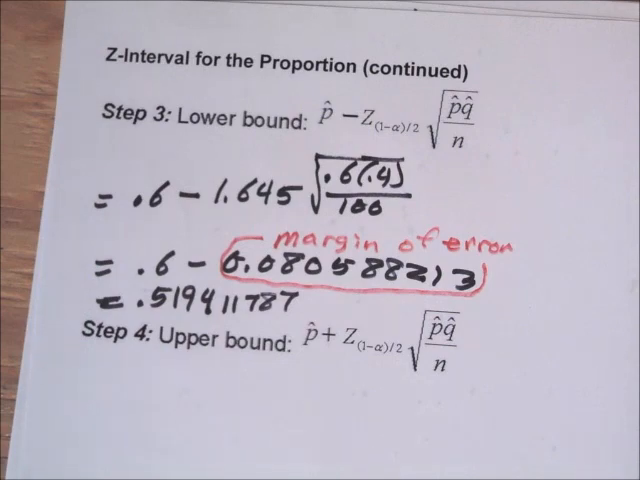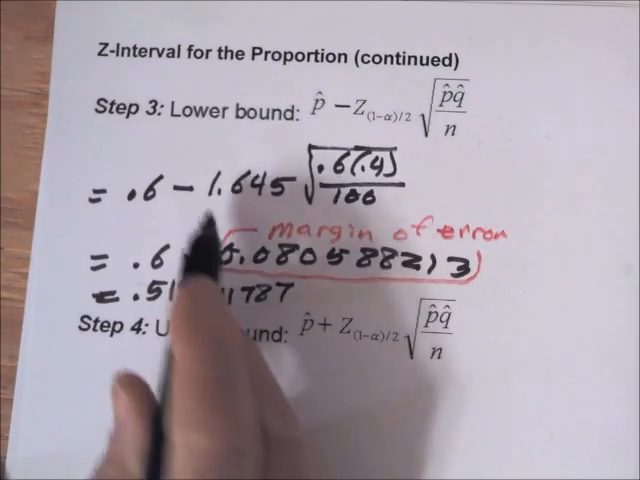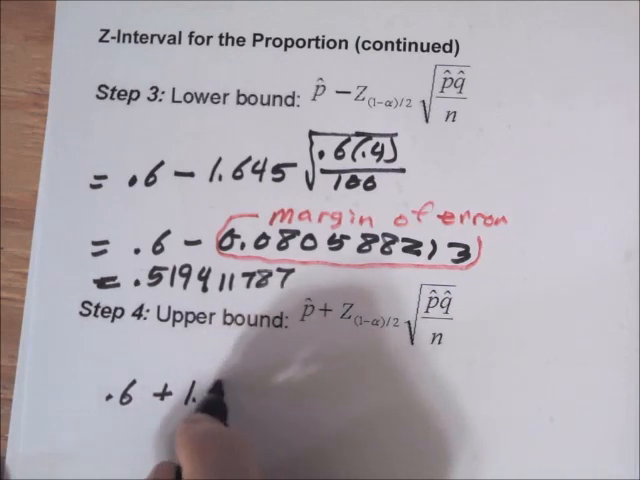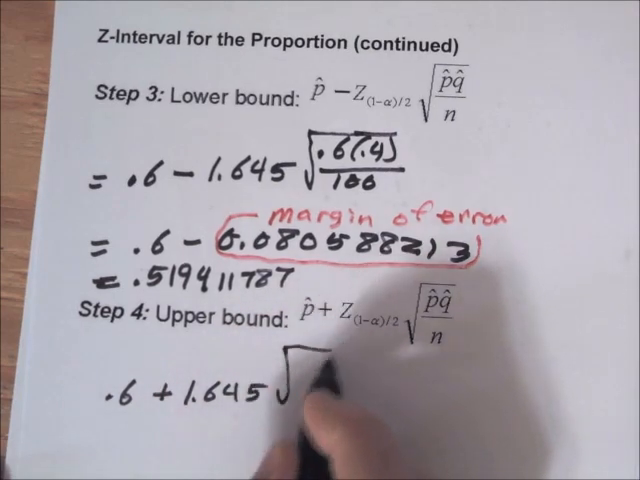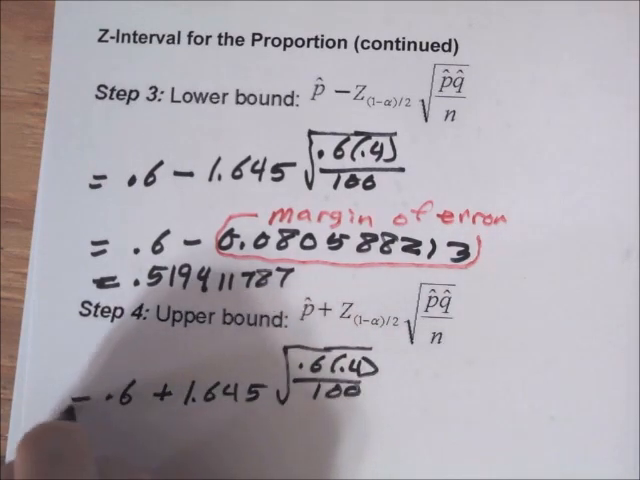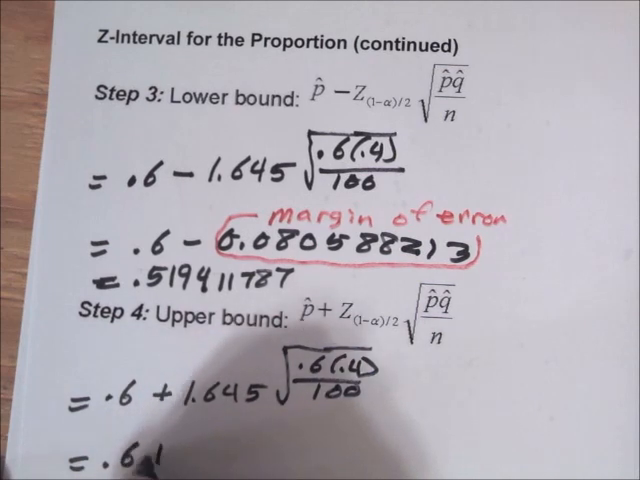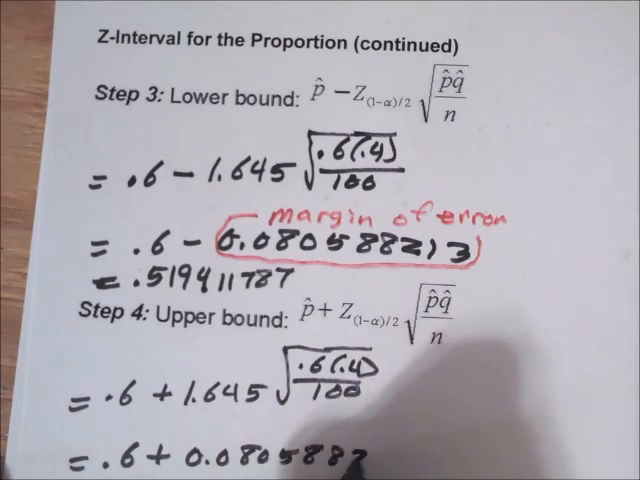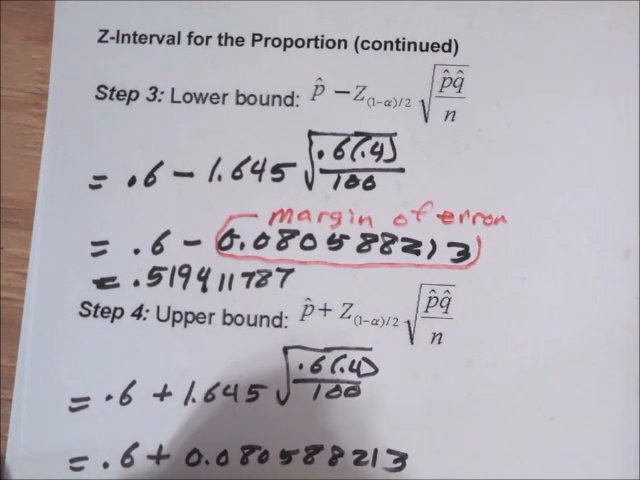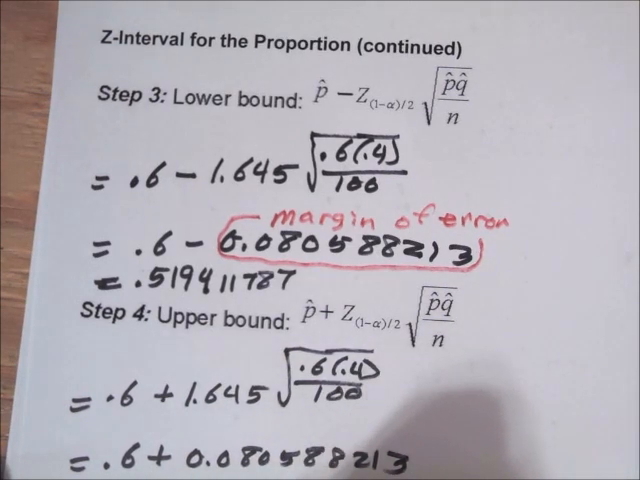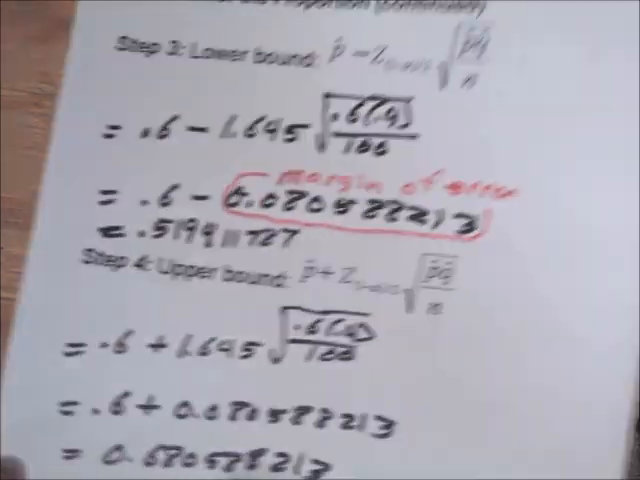Okay, the upper bound is going to be the same formula, except we're going to have a plus sign in the middle here. So it's going to be 0.6 plus 1.645 times the square root of 0.6 times 0.4 over 100, 0.6 plus 0.080588213, which gives 0.680588213.